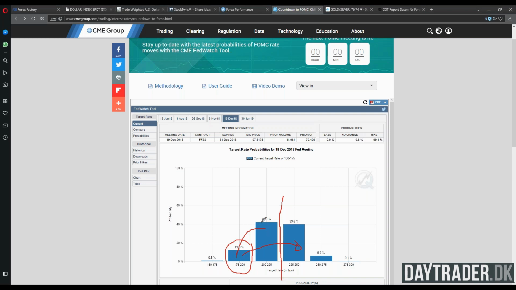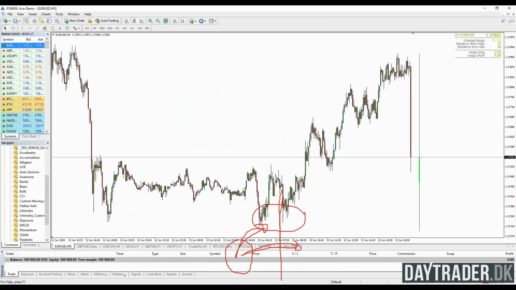If the investors would lean towards two rate hikes, the dollar would get stronger. If it's only one, the dollar could get weaker. And I think this is what we are seeing now a little bit, because just 5 minutes ago, people were leaning more to two rate hikes and not one. So let's watch now on the chart what we are seeing, because this is what is important, right?